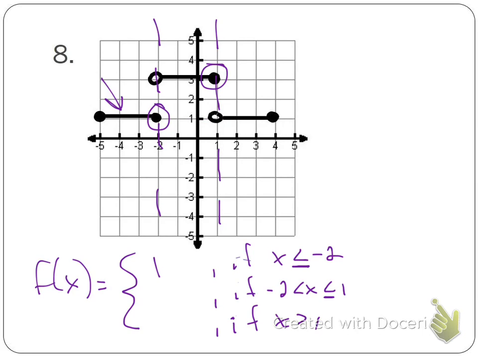The middle guy hits the y-axis at 3. Again, it's a horizontal line, no slope, so no x. So it's just going to be 3. And the last guy would hit the y-axis at 1. It's horizontal, no slope, so it's just 1. It's a step function, so there's not going to be any x terms in any of those functions. Okay? And that's it. All right?